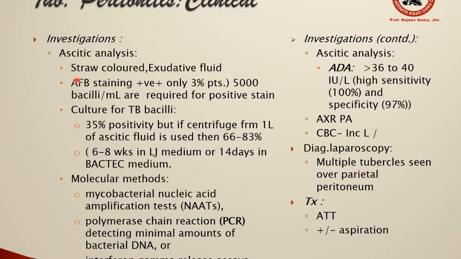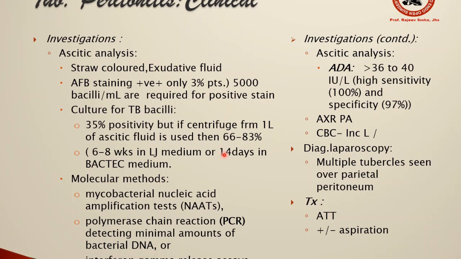The investigations of the generalized ascitic variety: a straw-colored exudative fluid, you do a paracentesis. AFB staining is positive only in 3%, so don't do it. Don't try to go in for acid-fast staining in these patients. Why? Because the diagnostic rate is only 3%. Culture, 35% positivity, slightly better, but if you take a centrifuged sample of the ascitic fluid, the identification rate increases to 66 to 83%.